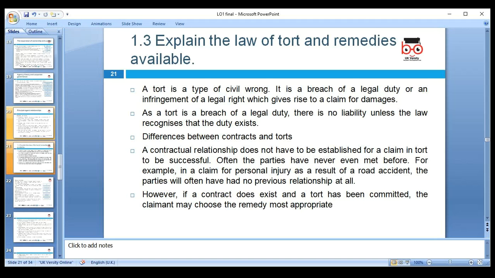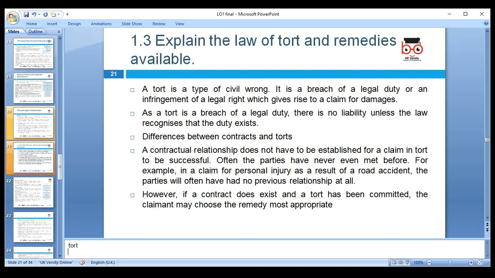1.3, explain the law. What is meant by tort law? Has anyone studied it before or heard anything about it? Duty, breach of duty, duty of care. It's a type of civil wrong, a breach of a legal duty. So if it's a breach of a legal duty, what can be claimed? Damages. What is the difference between contract and tort?